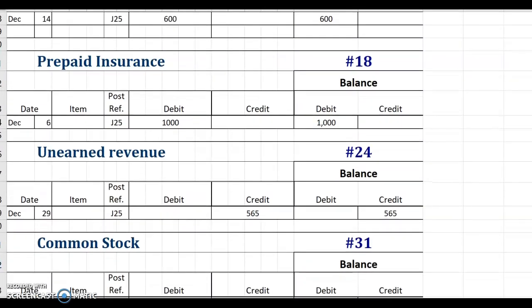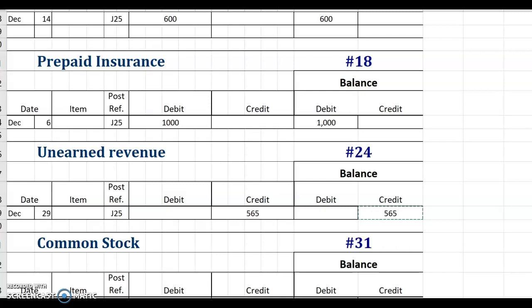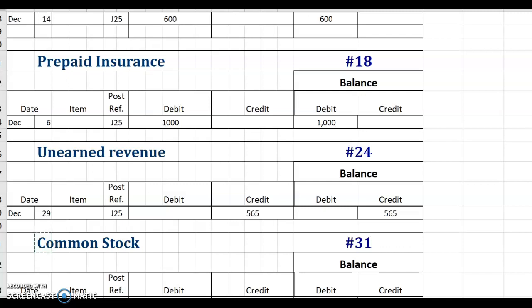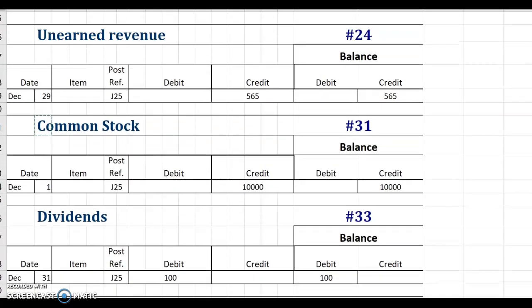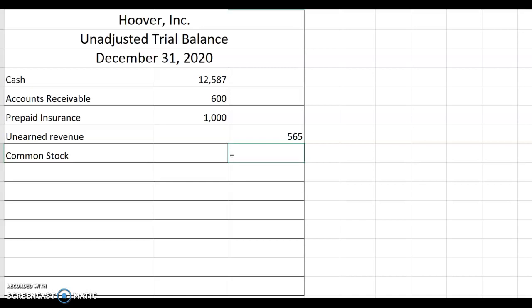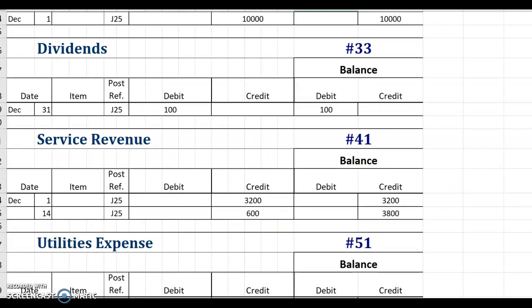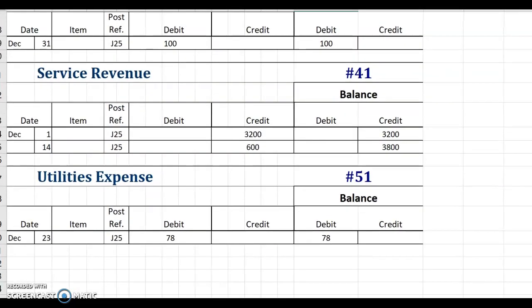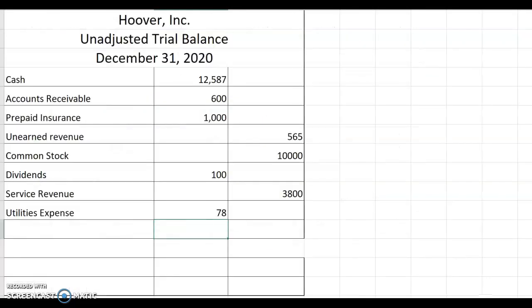So this is actually a very short one. That's all of our assets. Now we've got our only liability, unearned revenue. That's got a credit balance. All right, it's a liability. 565. Now we've got our stockholders' equity accounts, common stock, and that has a credit balance of 10,000. And we can do that for all of the accounts. All right, dividends had 100 debit balance. Service revenue had a 3,800 credit balance. Utilities expense had a 78 debit balance.